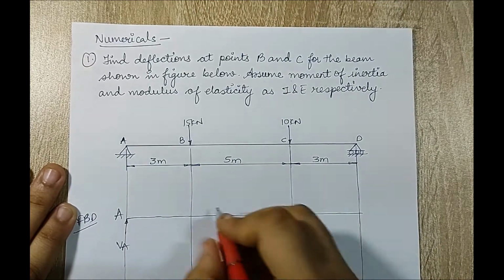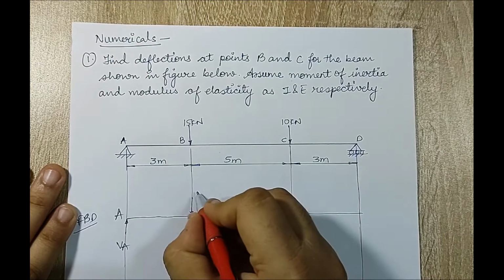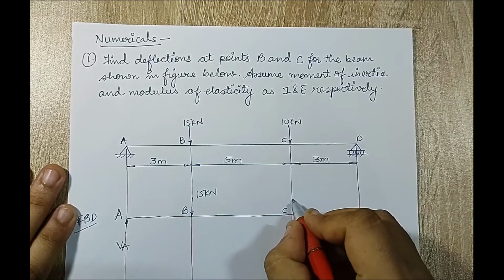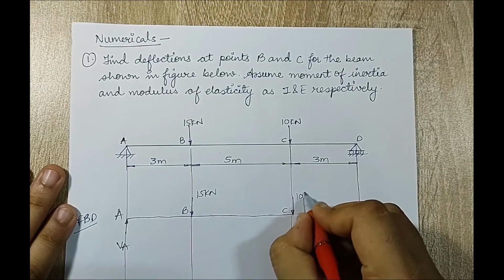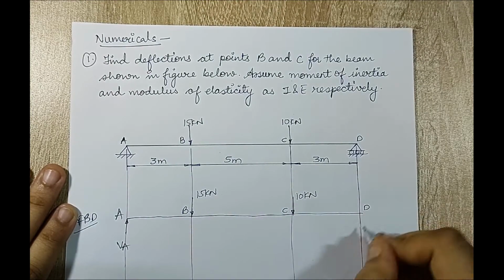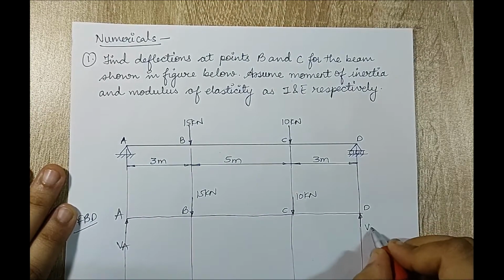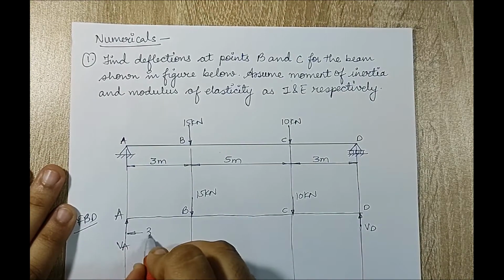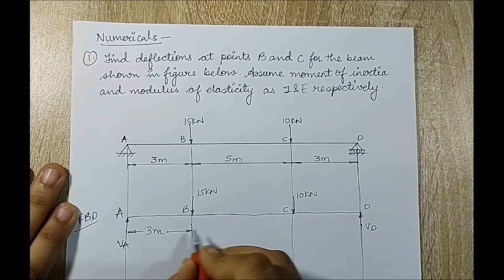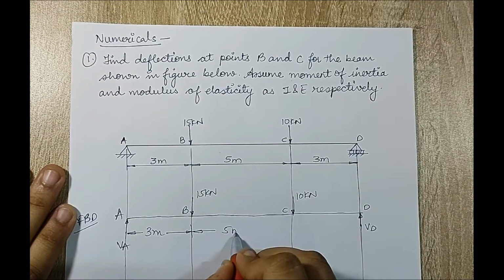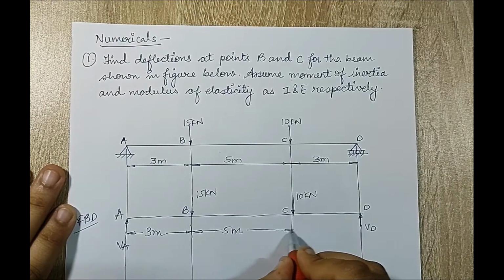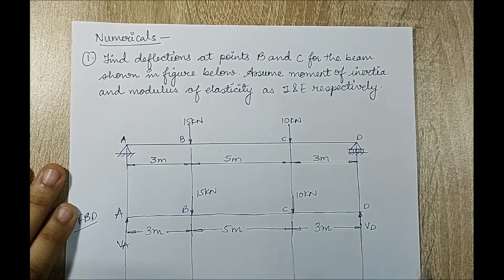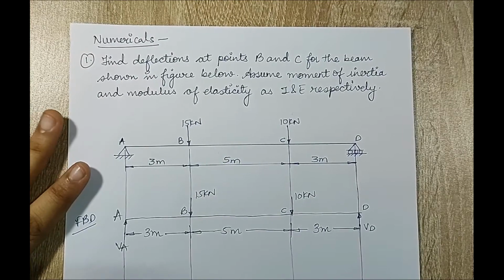At A, there is a reaction VA. At B, there will be a load of 15 kN in the downward direction. At point C, there will be a load of 10 kN in the downward direction. At D, there is a support VD. The distances are 3 meters, 5 meters and 3 meters. So this is my simple FBD.